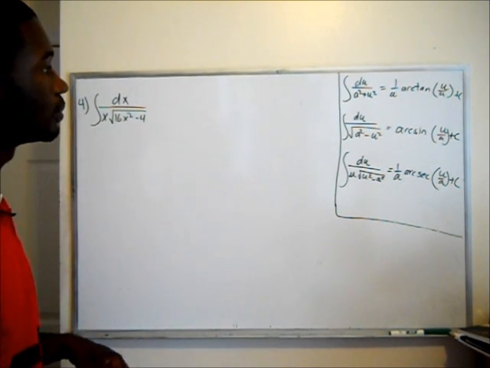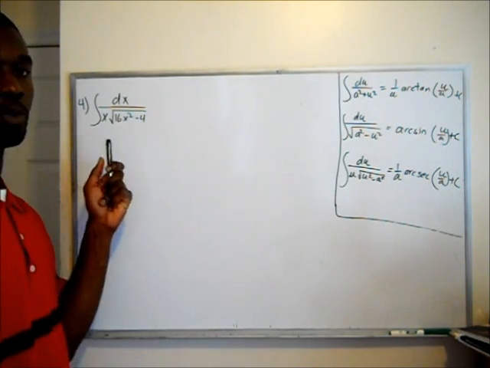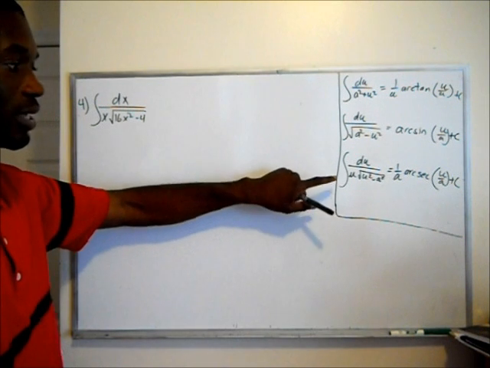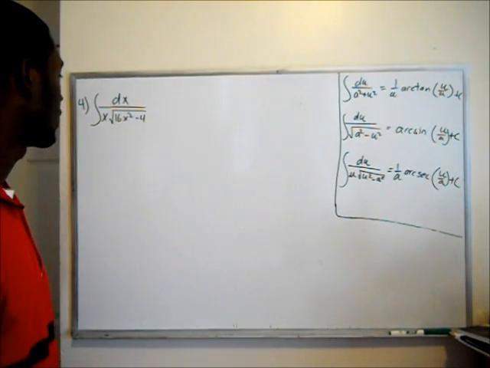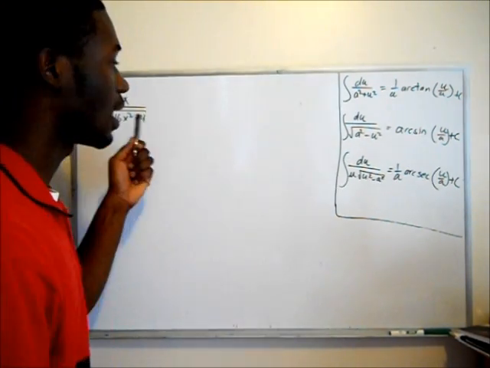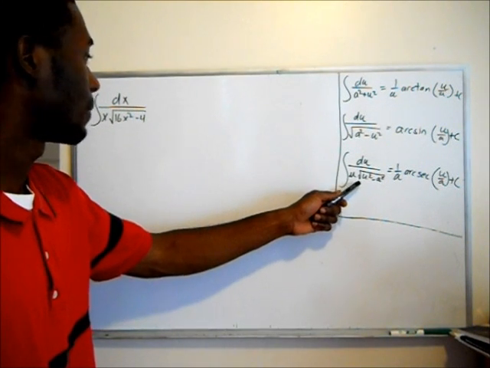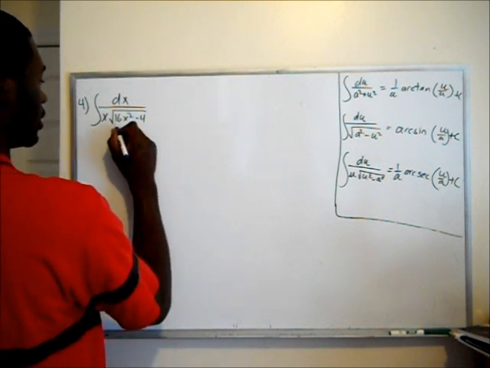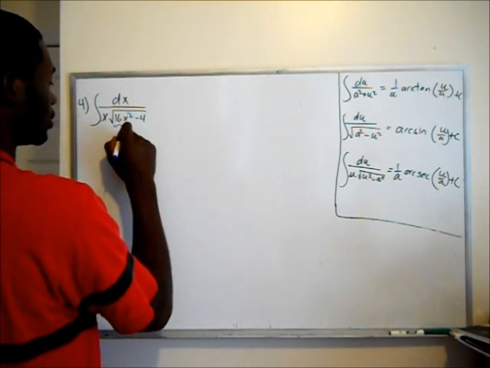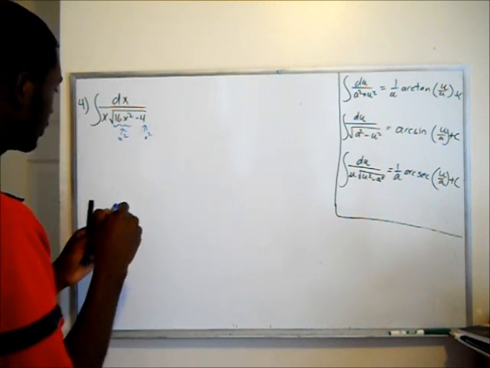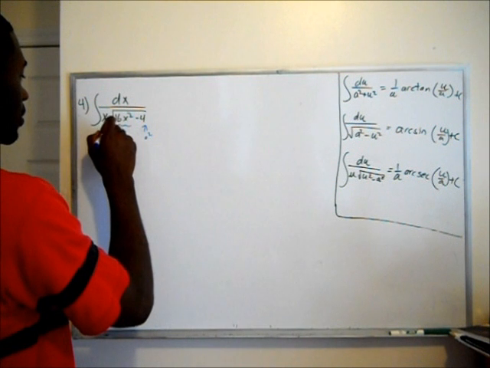Okay, so for number 4, we've got to see which one does this most closely resemble, and we have a minus sign right here, and a square root, and an x in the front, so it sort of looks like this one. So there's a good chance it's going to be arcsecant. So let's see what the formula says. The formula says you should have your u outside, you should have your u squared, and then you should have minus a squared, and then du should be on the top. So most logically, this would be my u, would be in here, and then this would be where my a is. So I'm going to say this is my u squared, and this is my a squared. And then that means this has to be my u.